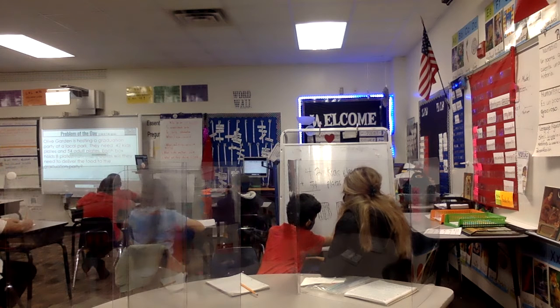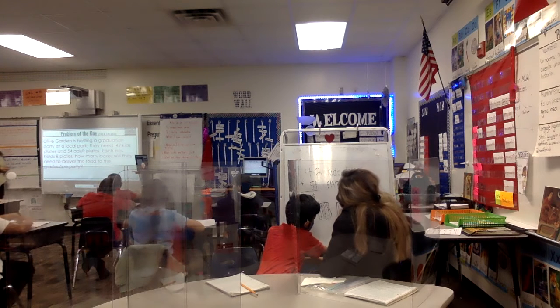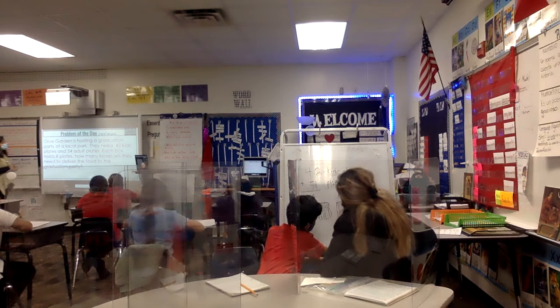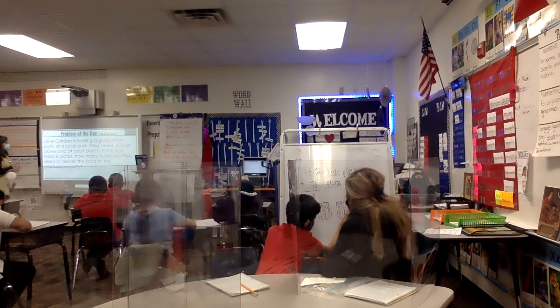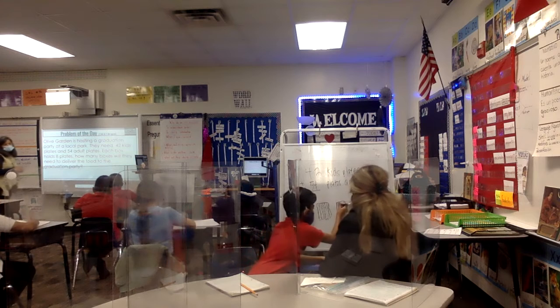Olive Garden is hosting a graduation party at a local park. They need 42 kids plates and 54 adult plates. Each box holds 8 plates. How many boxes will they need to deliver the food to the graduation party?